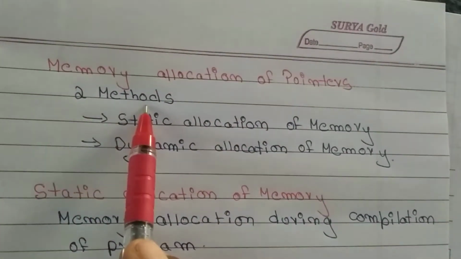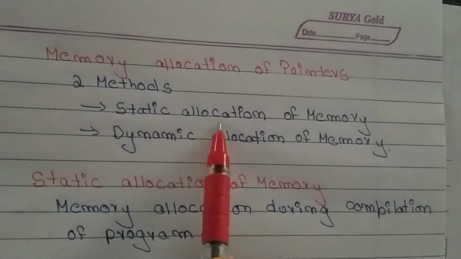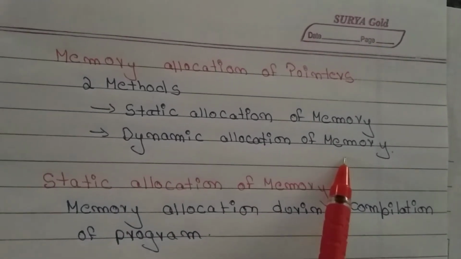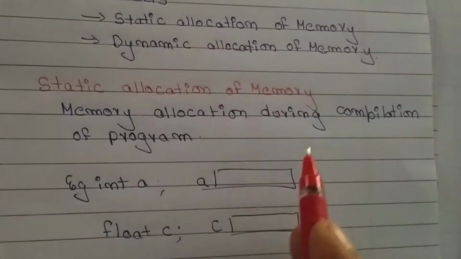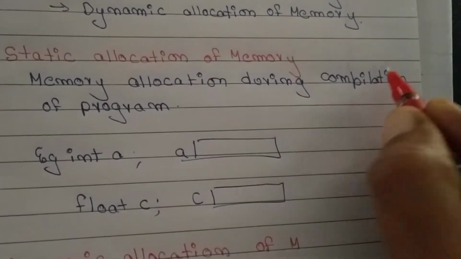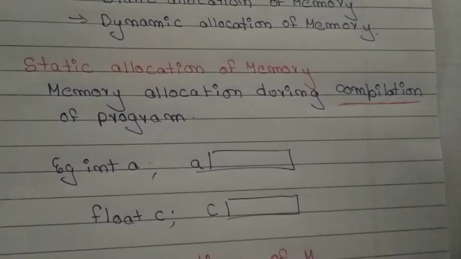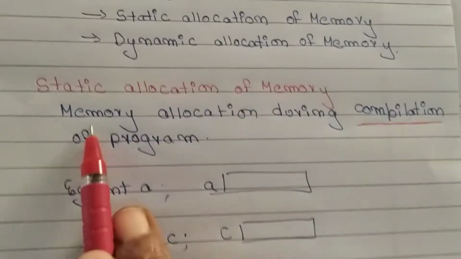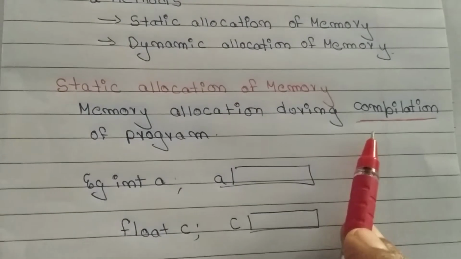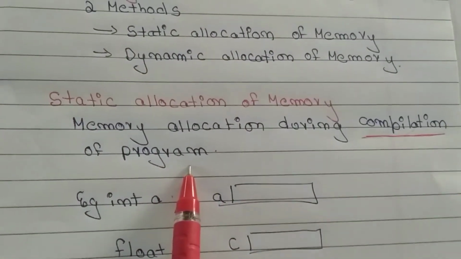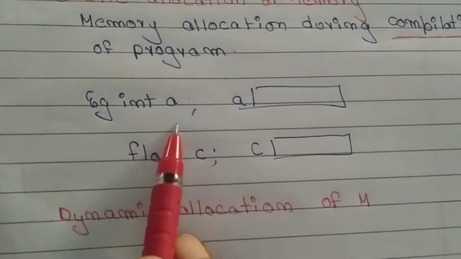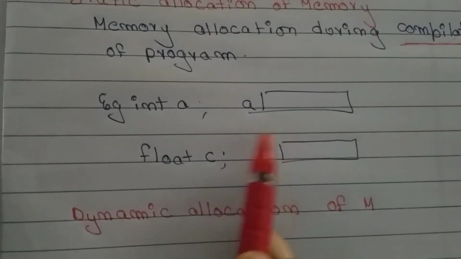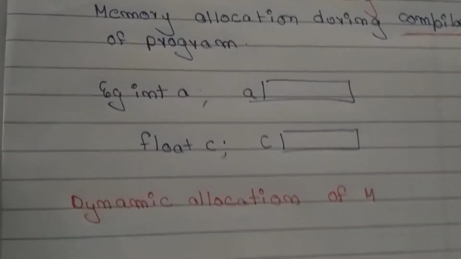So there are two methods to allocate the memory. First one we call it as static memory allocation. Second one we call it as dynamic memory allocation. Static memory allocation means memory is allocated during the compilation of a program. So there are two stages in a program: one is compilation and the other is execution. Static memory allocation means while we are compiling the program, we will allocate the memory. So if we give like this, memory will be allocated. This is for integer. Integer means 2 bytes of memory will be there. Float means 4 bytes of memory will be there.